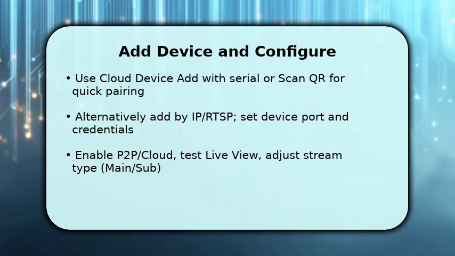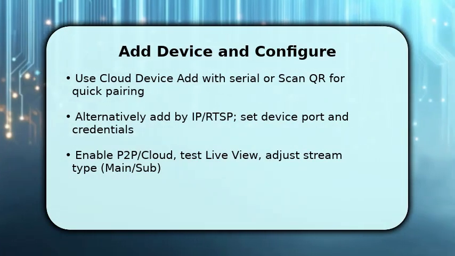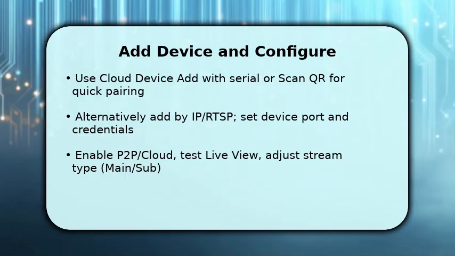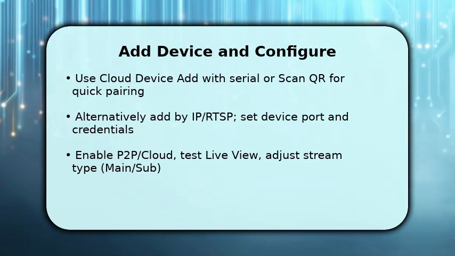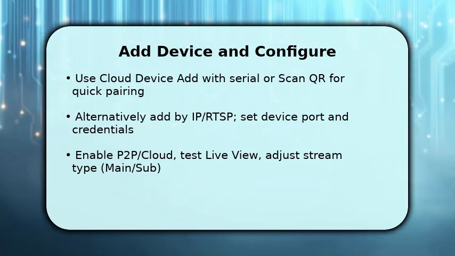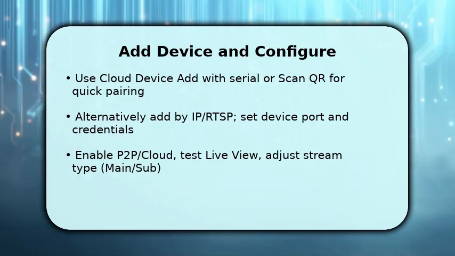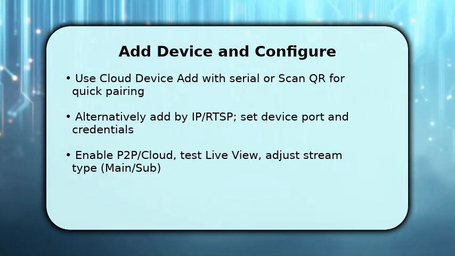You now add the device. Open Devices, choose Add, and enter the serial or scan the QR. This uses Cloud P2P to pair quickly. If you choose Local Add, pick Network Device, enter IP, port, and admin password. This gives direct RTSP access and more control.